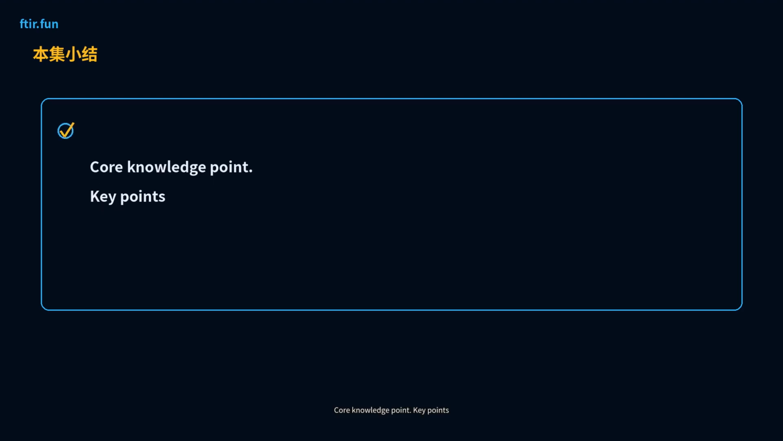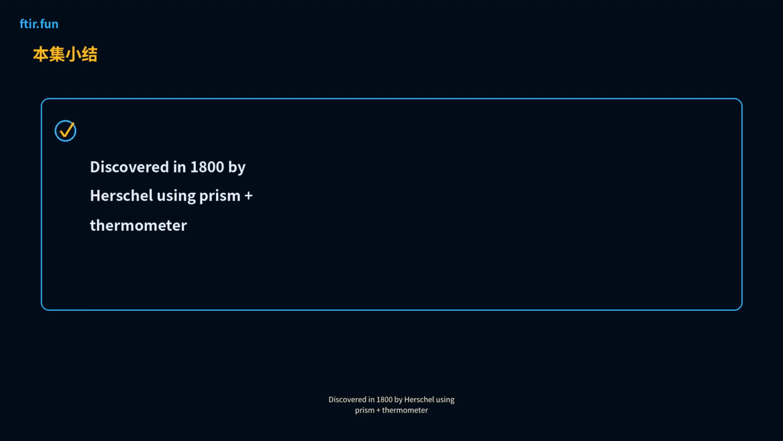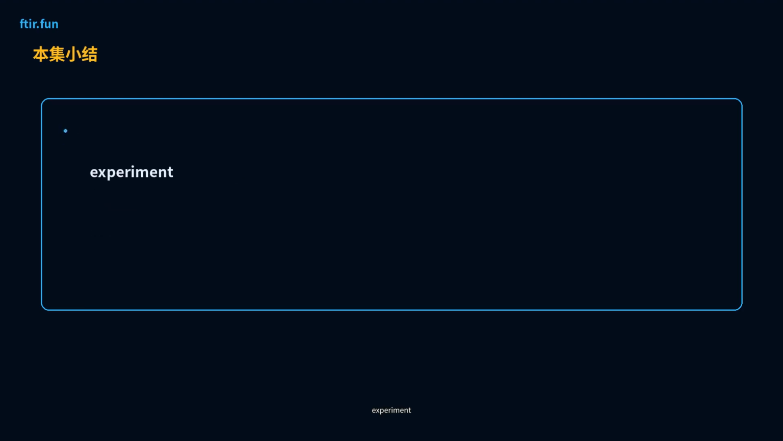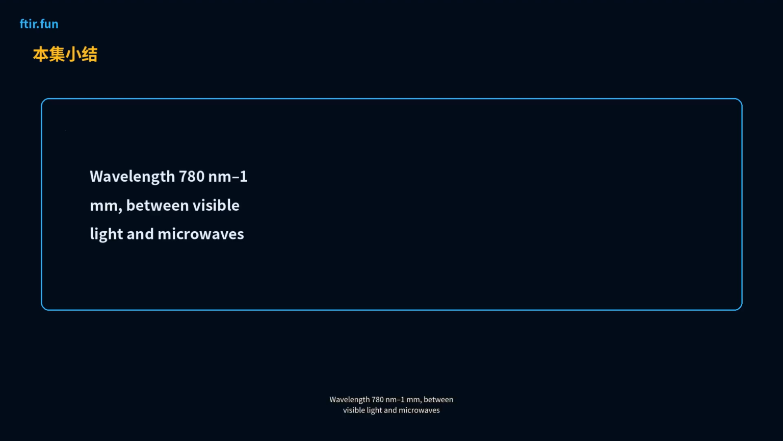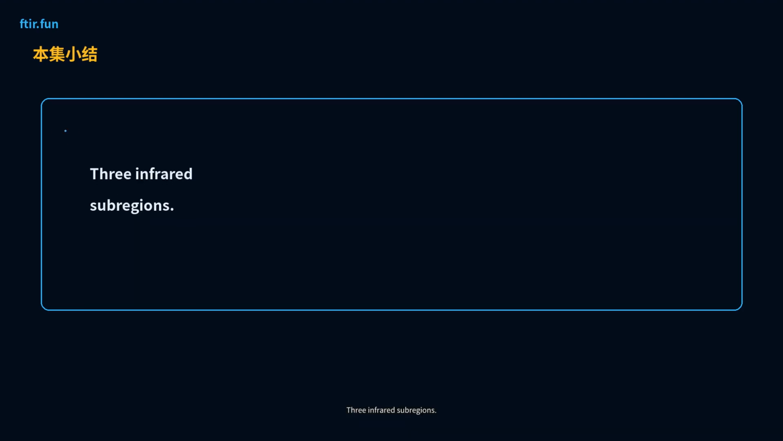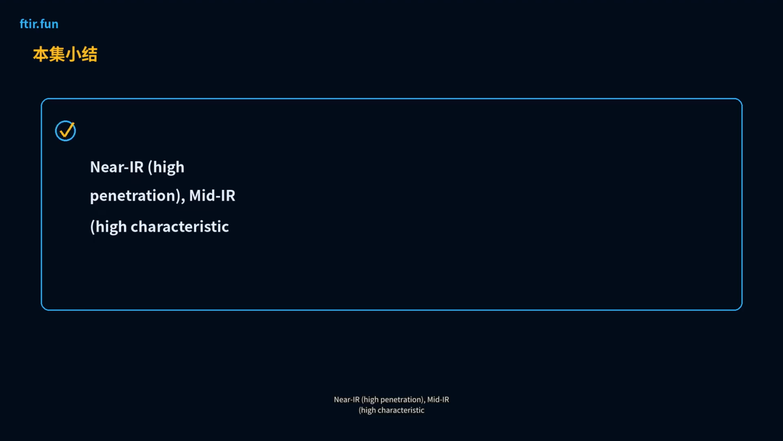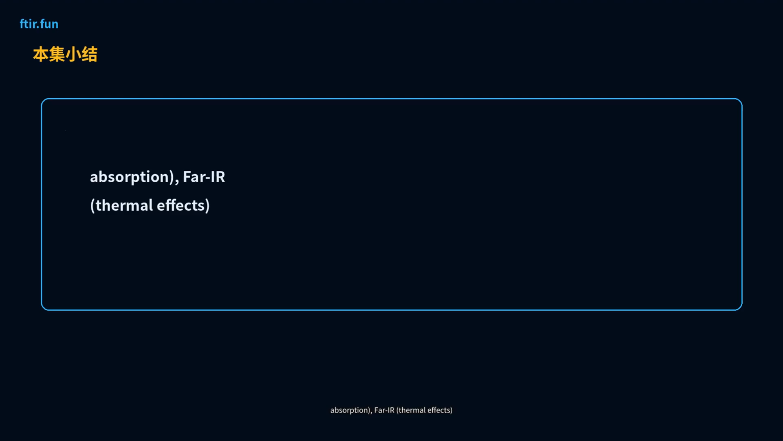Core knowledge points. Discovery of infrared light: discovered in 1800 by Herschel using a prism plus thermometer experiment. Position in the electromagnetic spectrum: wavelength 780 nanometers to 1 millimeter, between visible light and microwaves. 3 infrared subregions: near, mid, far. Mid-infrared: high penetration, high characteristic absorption, Fourier, thermal effects.